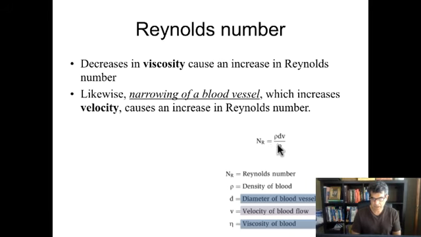Eta is viscosity, so when the viscosity goes up, the Reynolds number is going to go down because it's going to slow down. When the velocity goes up, the Reynolds number is going to go up. Also, diameter would be important. Now you have to pay attention.